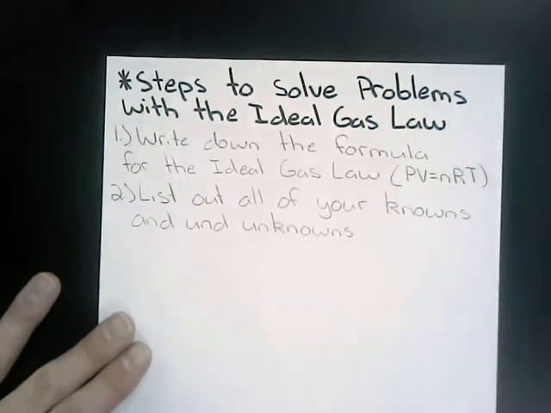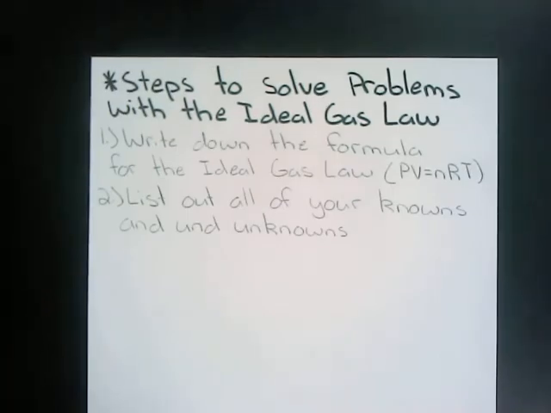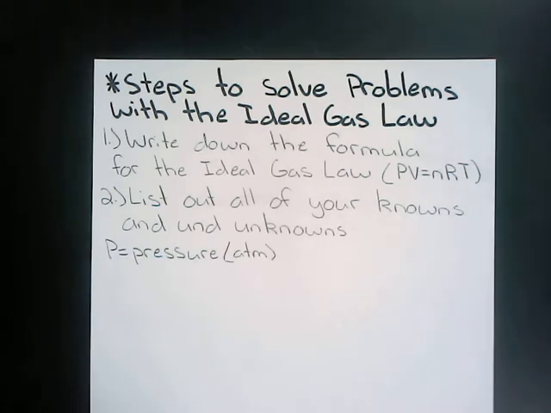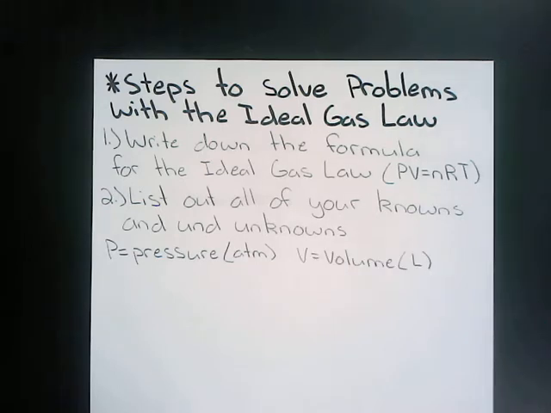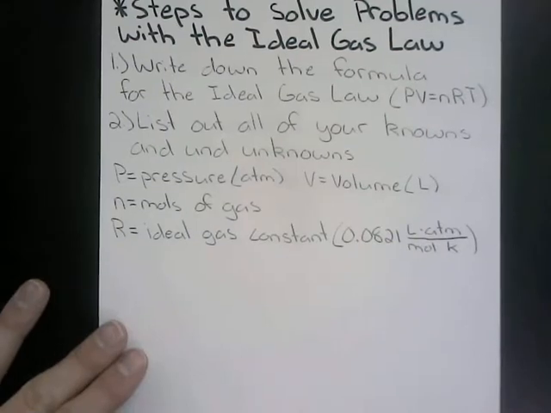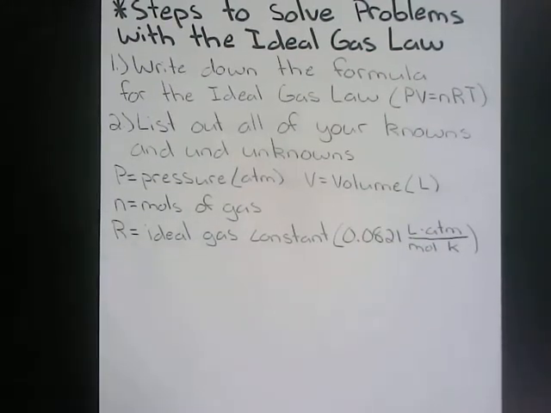And just as a reminder, the P is for pressure, and it needs to be in units of atmospheres, or ATMs. The V is for volume, and it needs to be in units of liters. The n is for the number of moles of gas. And the R is the ideal gas law constant, and remember, it needs to have a value of 0.0821 liter atmosphere per mole Kelvin. And then the T is for temperature, and that needs to be in the temperature scale of Kelvin.